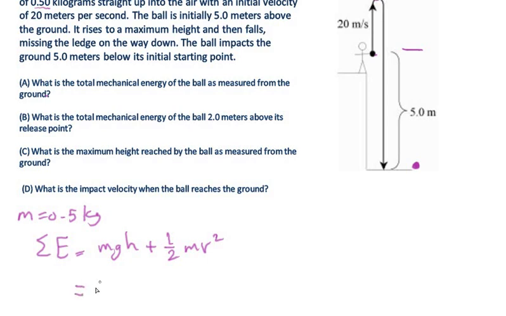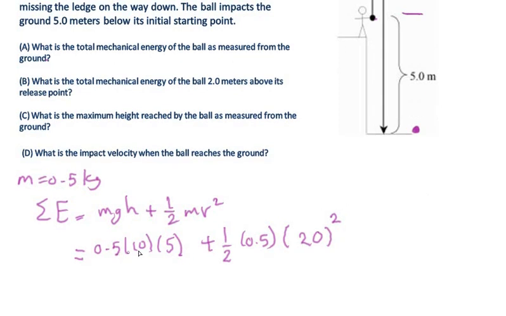Sigma E is the mass, which is half, times g, which is 10, times the height, which is 5, plus half. The mass is half again. You can write it as 1 over 2 or 0.5, it's okay. And the velocity at this point is 20 squared. Don't forget to square it here. Half of 10 is 5 times 5 is 25, plus 20 squared is 400.